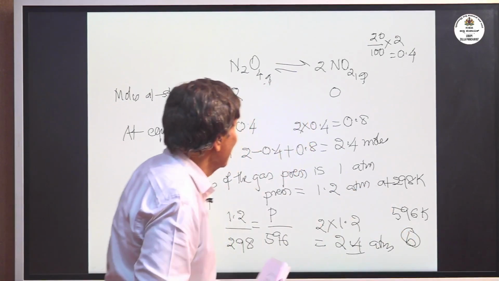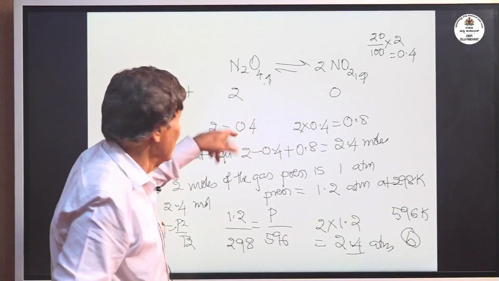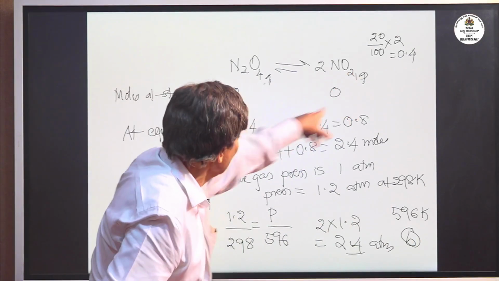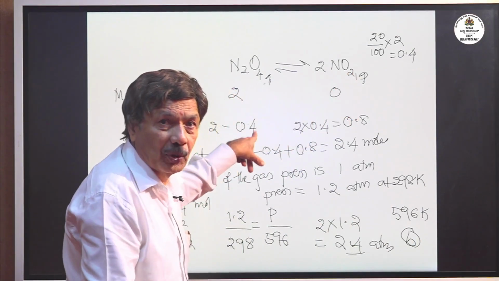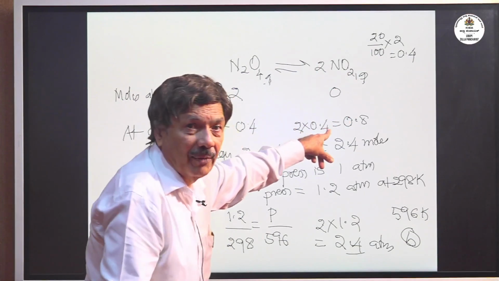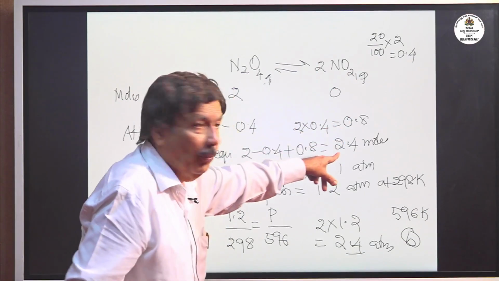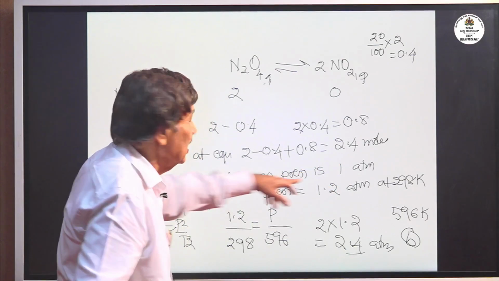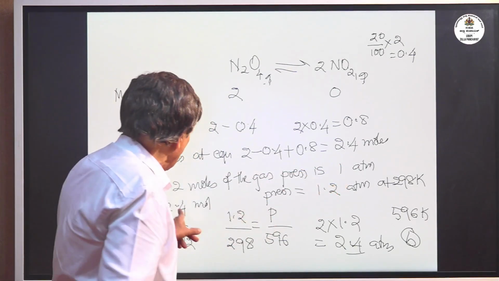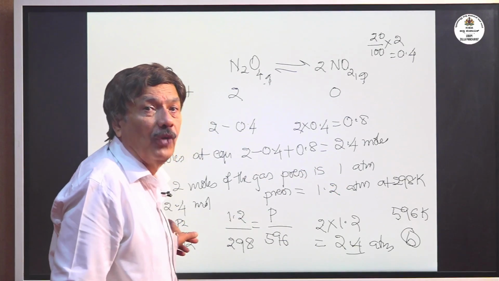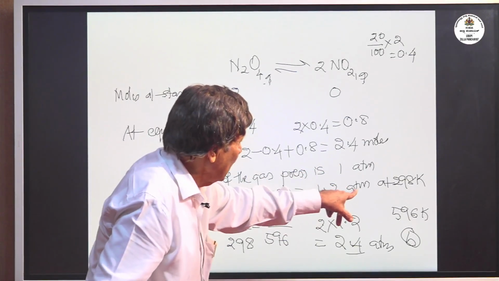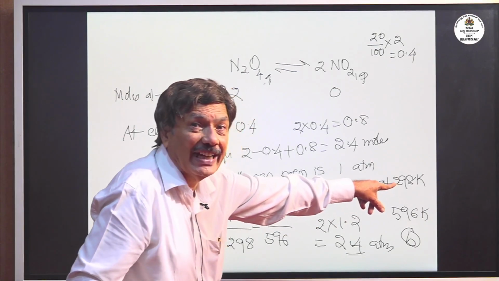I'll tell it again. See here. 2 moles they have taken. Then they are telling that 20% of that, that is 0.4, undergoes decomposition. Double of that is formed, 0.8. Total number of moles will be 2.4. For 2 moles, the pressure was 1 atmosphere. So when the number of moles changes from 2 to 2.4, pressure obviously should go to 1.2 atmosphere, at 298 Kelvin.